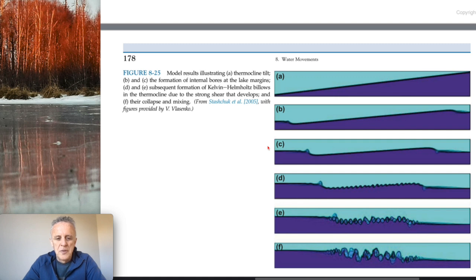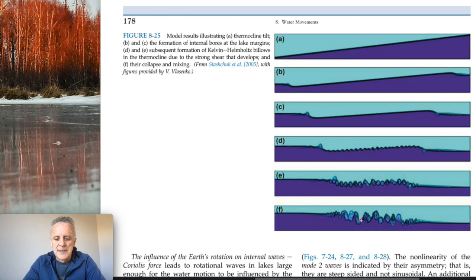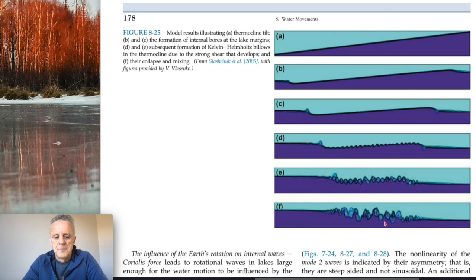Model results illustrating thermocline tilt right here, and B and C are the formation of internal bores at the lake margins. We have a bore here and I think a bore there. And D and E, subsequent formation of Kelvin-Helmholtz billows. So these are the billows in the thermocline due to the strong shear that develops. And F, their collapse and mixing. So we have the collapse of the Kelvin-Helmholtz billows right here.